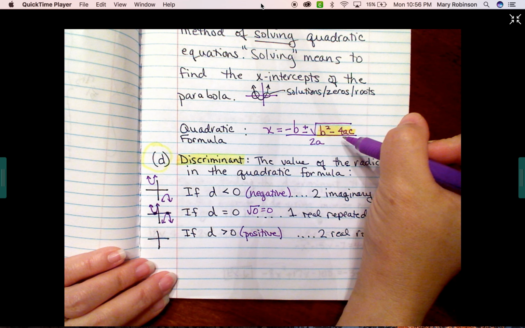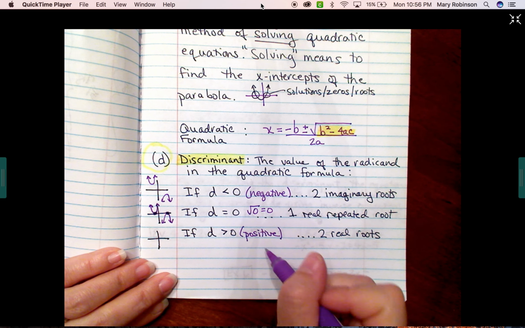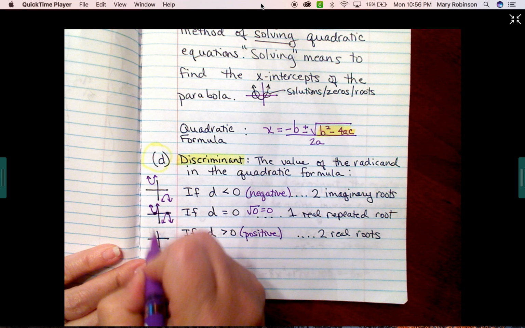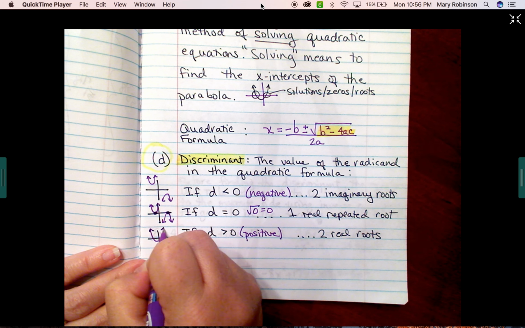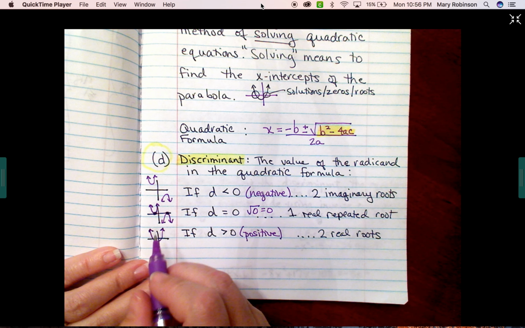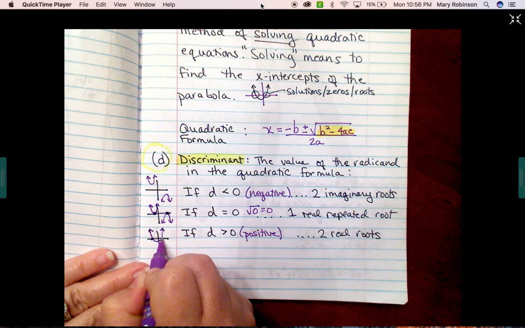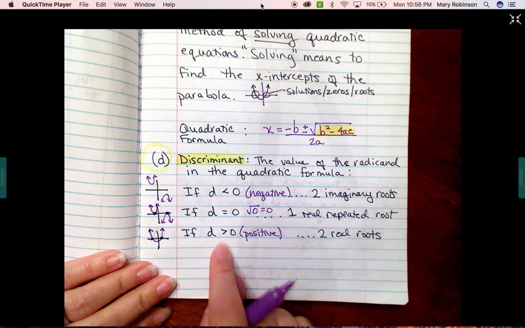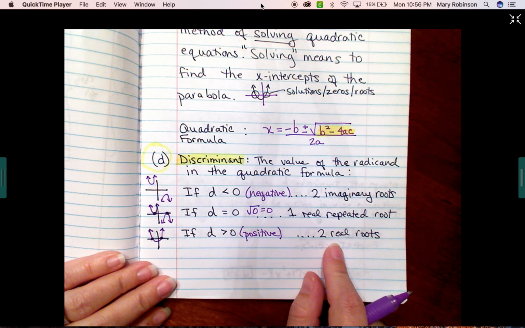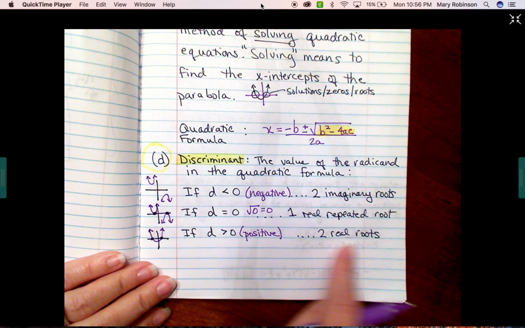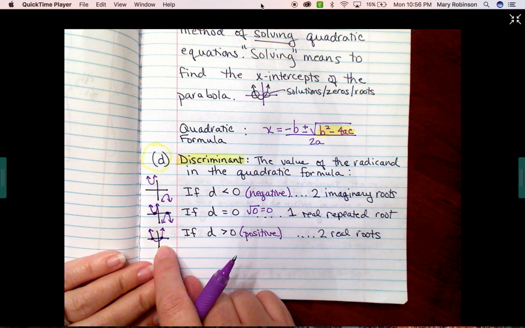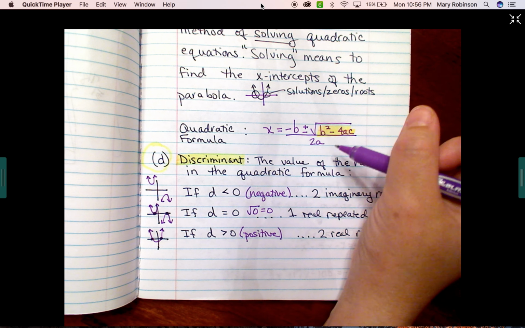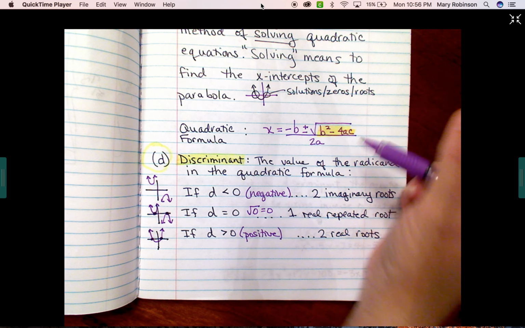So if we calculate our b squared minus 4ac and it comes out to be a positive number, then we will have two real roots. Remember, real numbers might be rational, they might be irrational, they might be integers, but if our value for our discriminant is positive, we will have 2 real roots. And you can also verify that by going to y equals and graphing your quadratic equation, and it should hit 2 different times.